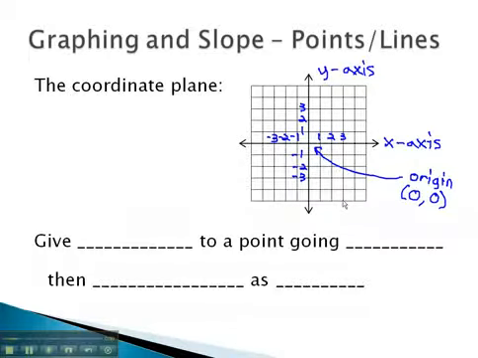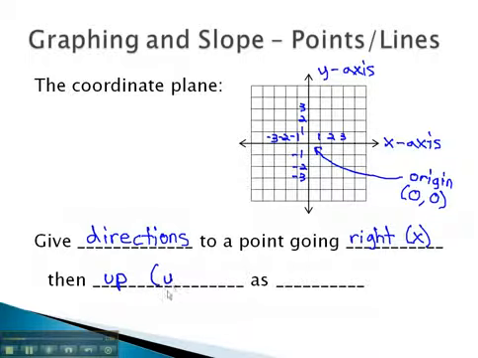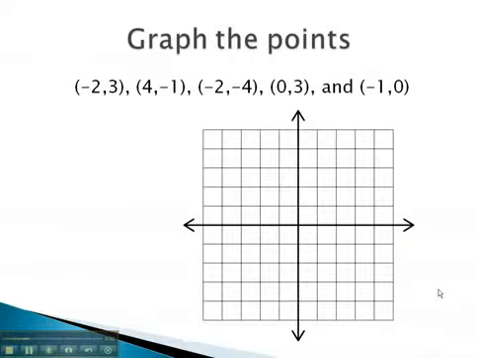We give directions to points on this coordinate plane using these two number lines. First, we give directions to the point going to the right. This is the x value. Then we give directions going up. This is the y value. And we give these directions as a coordinate pair (x, y). The first number tells us how far to go right, and the second number how far to go up.